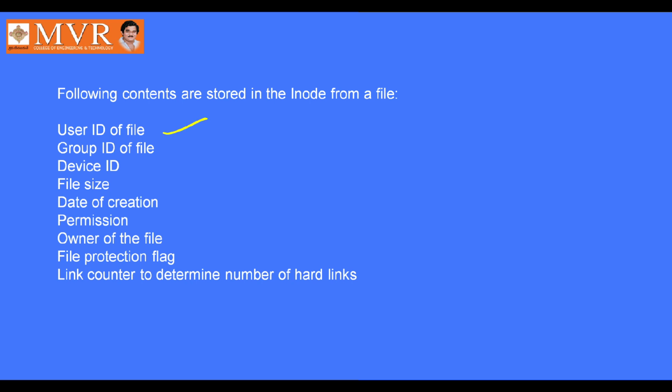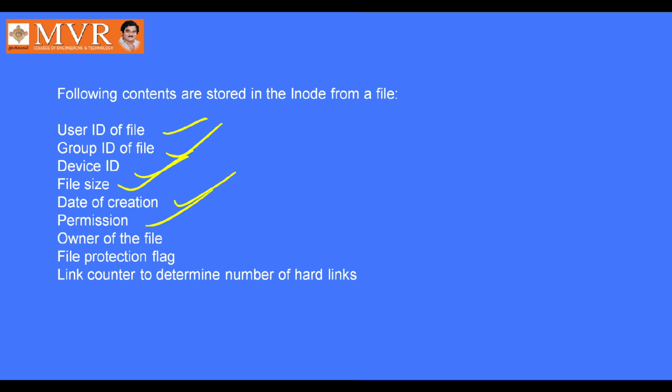It contains the user ID of a file. A file will be created by a user, and every user will have an ID, so the username will be there. The group name will be there too, since every user belongs to some group. It also contains the device ID, which is the system number where the file is created. It also contains the file size, meaning how many bytes the file is, and the date of creation, when the file was created.